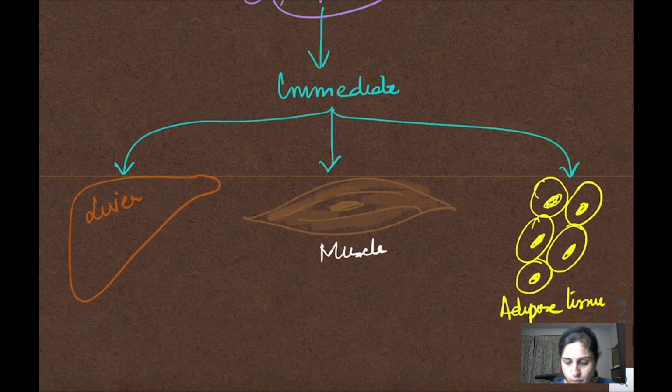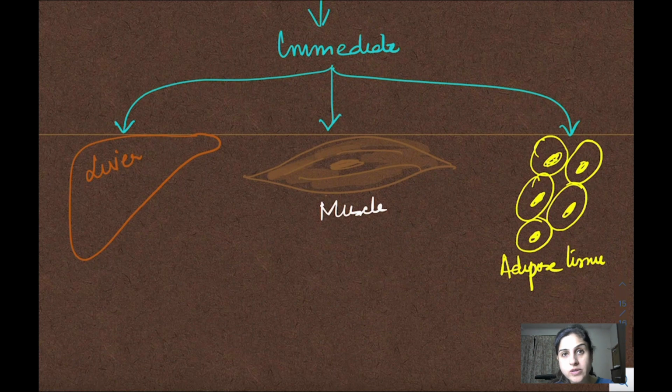Then the immediate response, what is it? Three major organs which insulin targets: the target organs for insulin are liver, muscles and the adipose tissue. So remember, these are the three major organs, and ultimately what do we want? Decrease in the glucose levels. So that is what insulin is going to do.